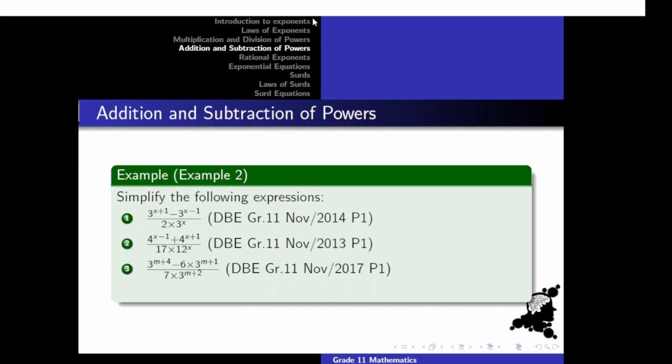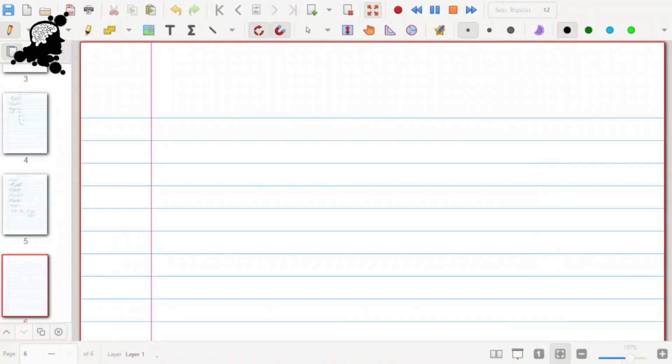So, let's just go back to our writing pad, and let's copy down the question. So, we have 3 to the power m plus 4, minus 6 times 3 to the power m plus 1, divided by, terrible division line. Let's get a straight line going here. So all divided by 7 times 3 to the power of m plus 2.